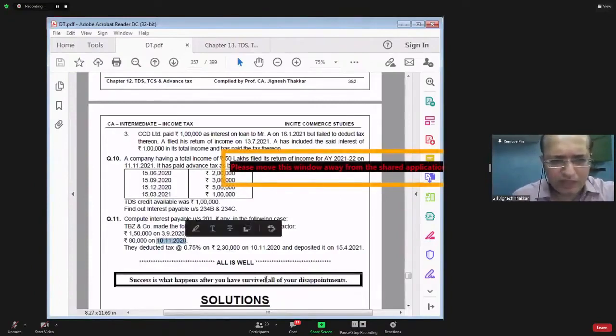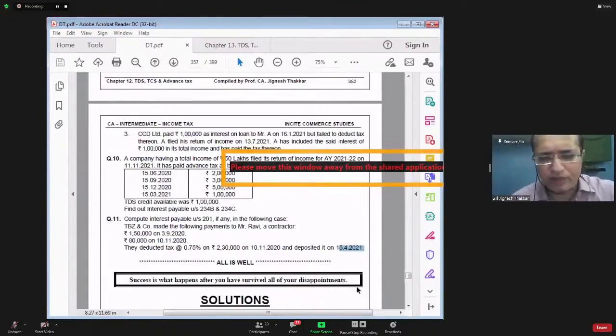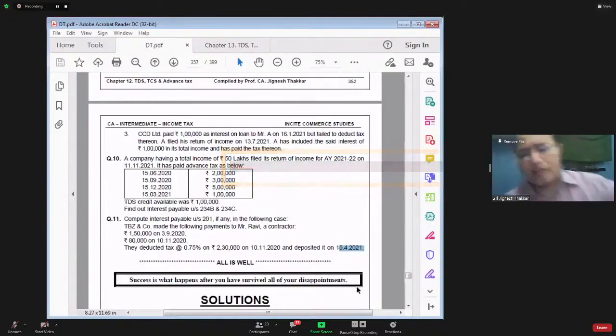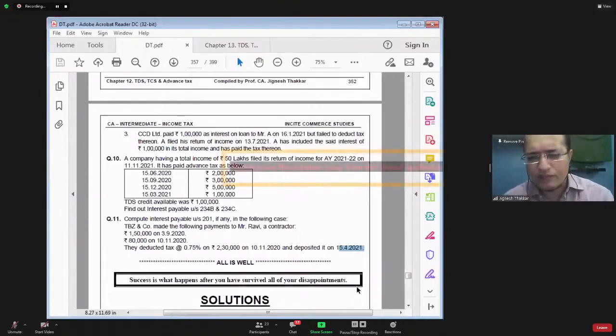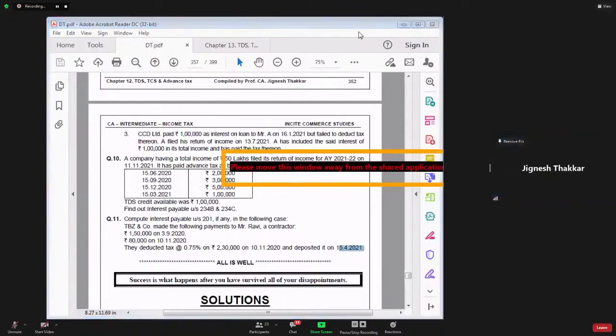So from 10th November 20 to 15th April 21, how many months? 1 month will get completed on 9 December. 9 December, 9 January, 9 February, 9th March, 9th April, and few days. So it is 5 months and few days, that is 6 months. 1.5% for 1 month, for 6 months it will be 9%. 9% is on what?